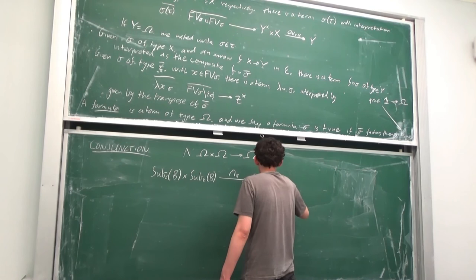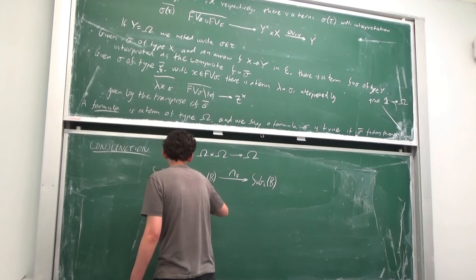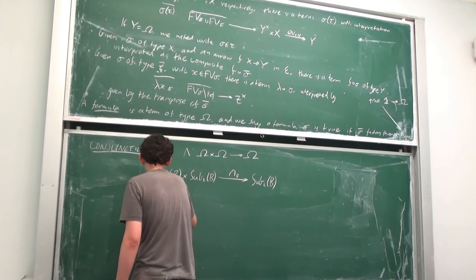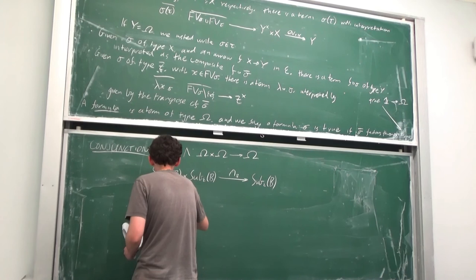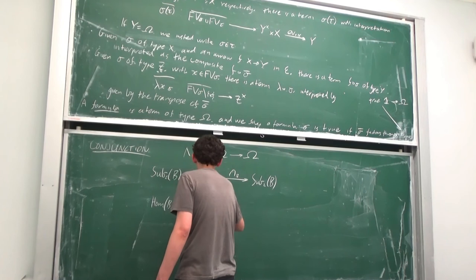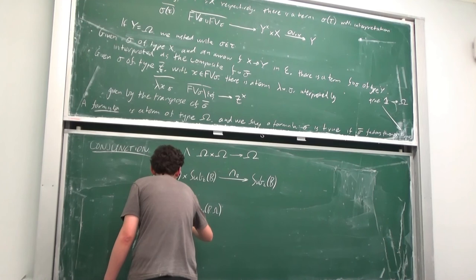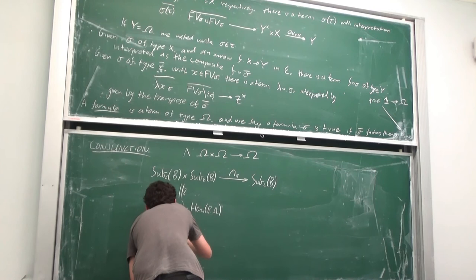Well, this is isomorphic to sub equals b. Wait, no, I want to do it the other way, don't I? Yeah. Hom(B, Ω) × Hom(B, Ω), which is in turn isomorphic to Hom(B, Ω × Ω).